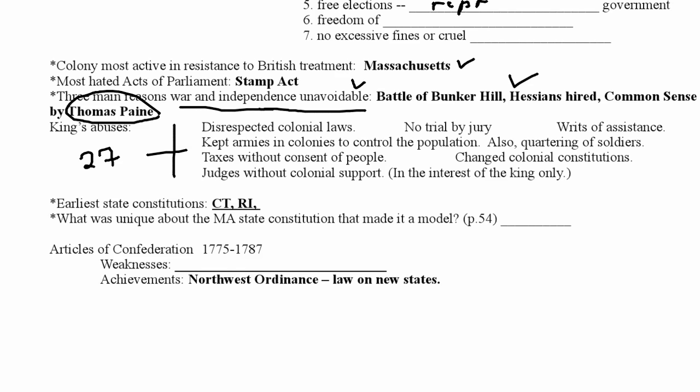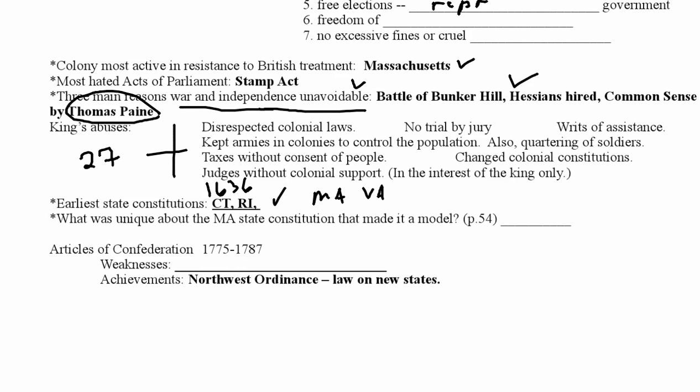the King of England. Earliest state constitutions: Connecticut and Rhode Island. Connecticut is the first one from 1636. Rhode Island, Massachusetts was also pretty early, and so was Virginia. But those 2 right there are the most early.